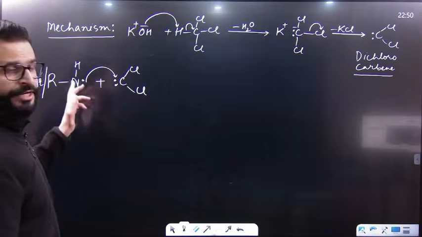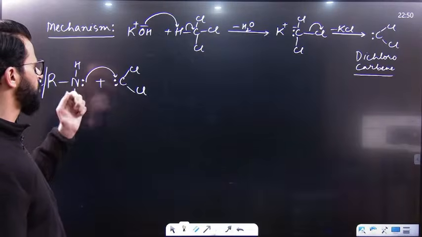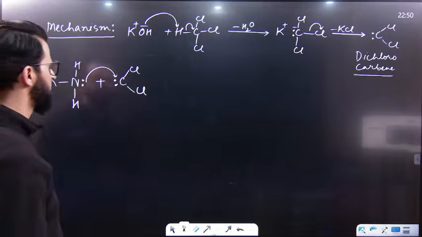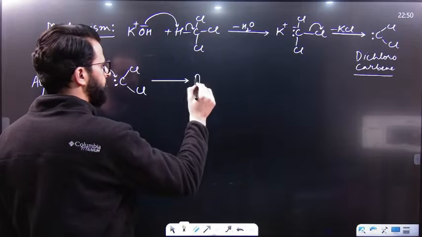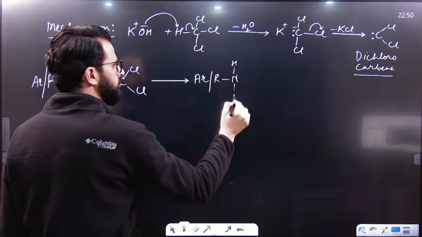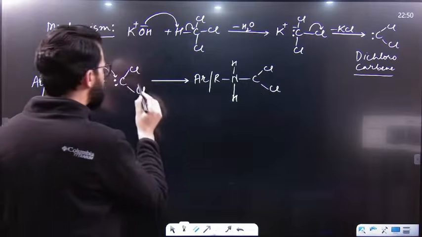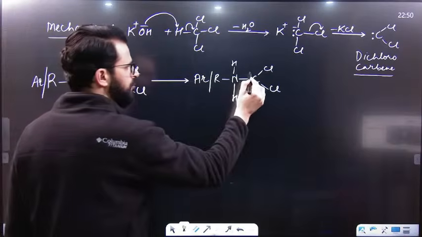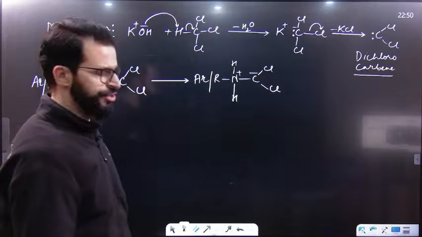This one has a complete octet, this one does not have a complete octet, so it will accept electrons, it will donate electrons. So it will act as a nucleophile, it will act as an electrophile. What will happen? It will result in the formation of N-H-H, then it will form a bond with C, Cl and Cl. This CCl2 was neutral. When it accepts electrons, it becomes negatively charged, and when it donates electrons, it becomes positively charged.